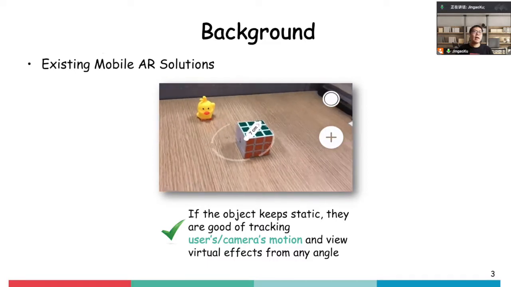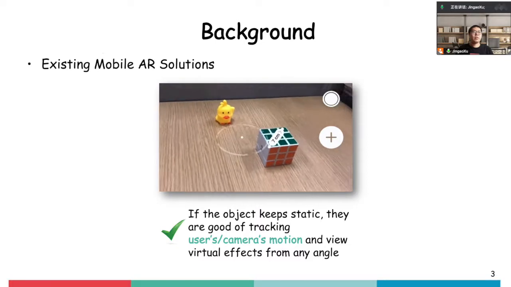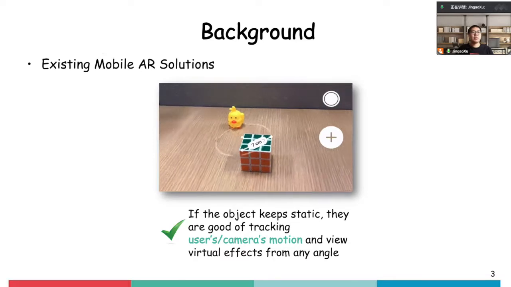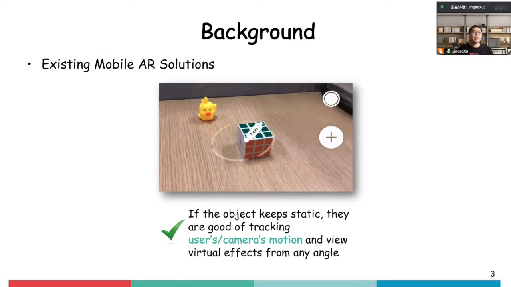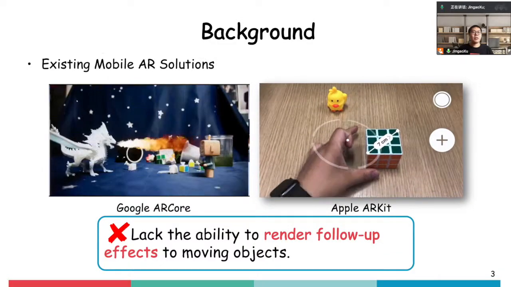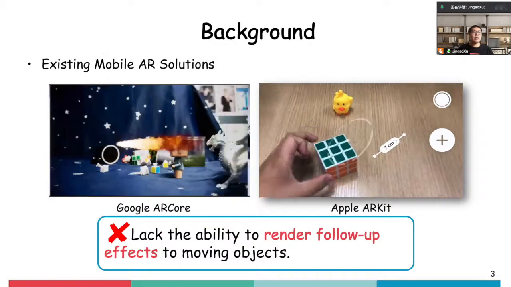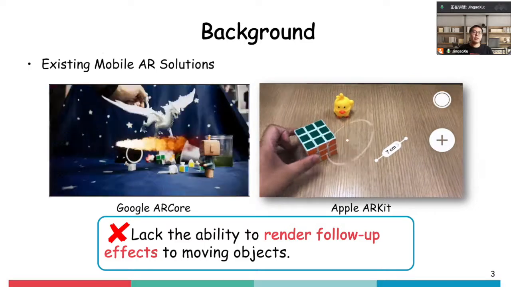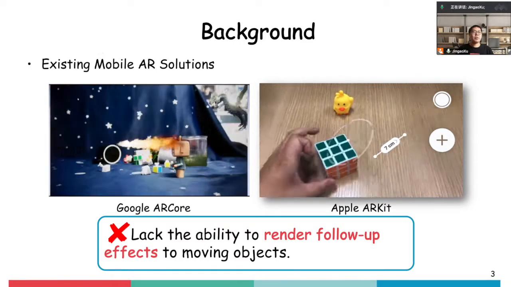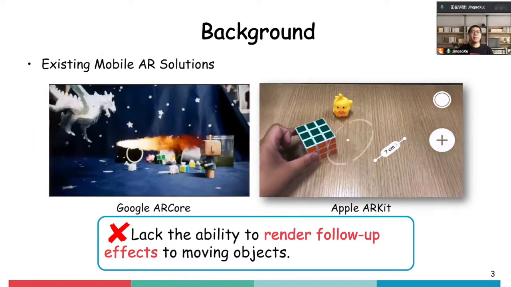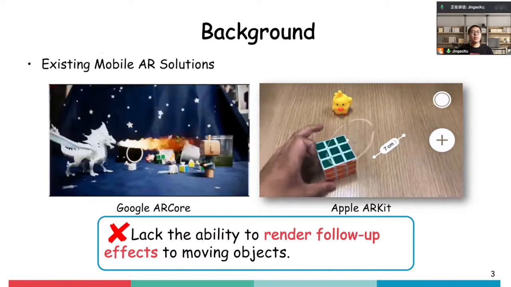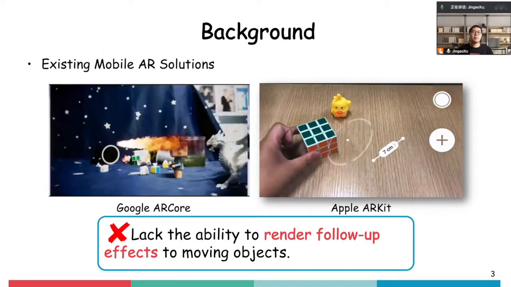For example, as seen in the demo, when we move the iPhone slowly and keep the cube stationary, the virtual measurement result will change its location and orientation. However, once we change the location of these anchor objects, the virtual effects become misaligned and hence the whole view is distorted. For instance, the virtual flame and measurements do not follow the dragon's and the cube's motion. In a nutshell, today's mobile AR solutions lack the ability to render follow-up effects on moving objects.